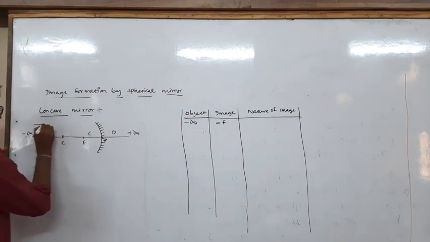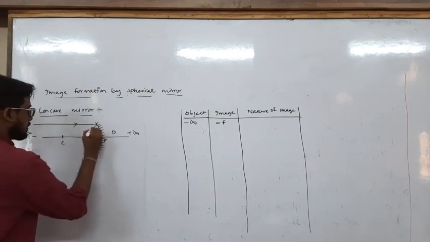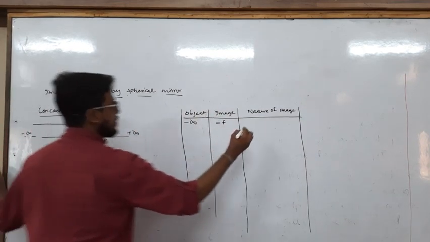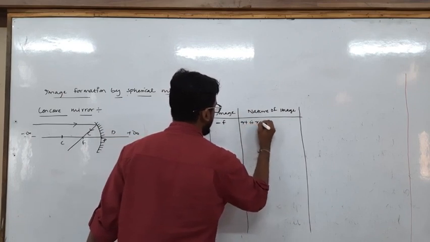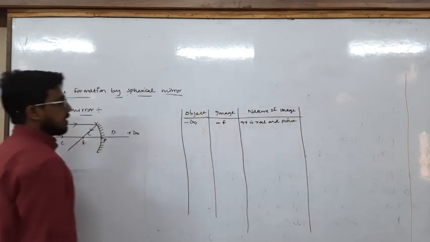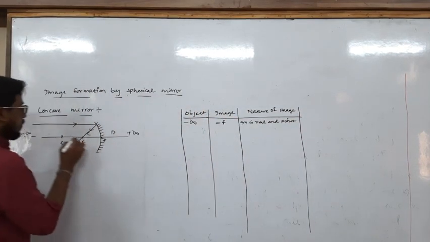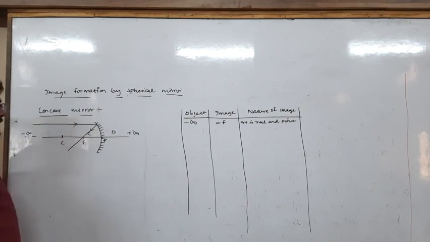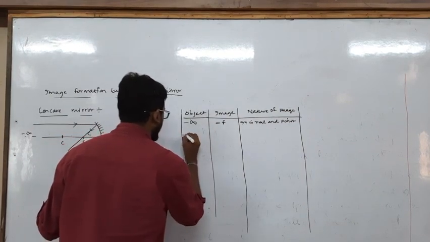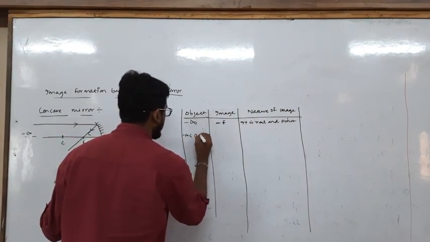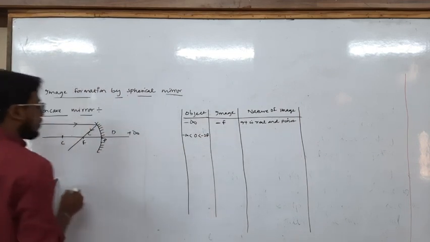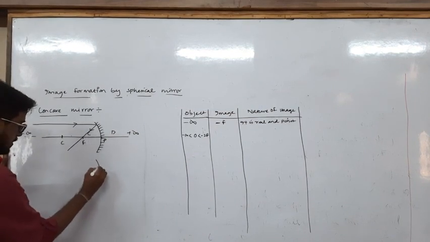So the ray diagram will be like this. The nature of the image is real and point. A real and point image will form when the object is at minus infinity. The image will form at the focus. Next, if the object lies between minus infinity and the center of curvature, like this.